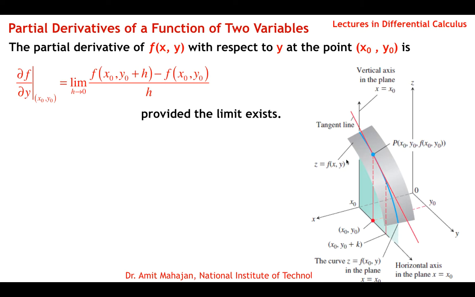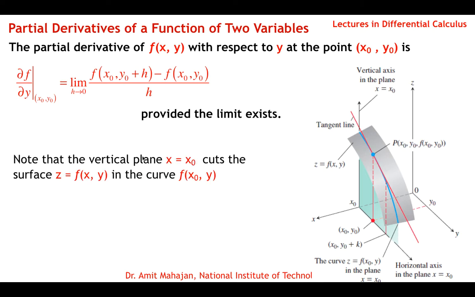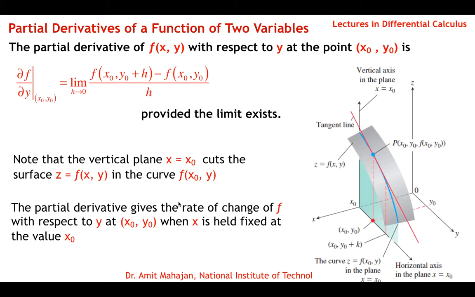So it is the slope of the tangent line at the point x naught, y naught in the direction of y. And again note that the vertical plane x is equal to x naught cuts this surface z in the curve f of x naught, y. So this blue curve is f of x naught, y. And the partial derivative gives the rate of change of the function with respect to y when x is held fixed at x naught. So these are the two partial derivatives.